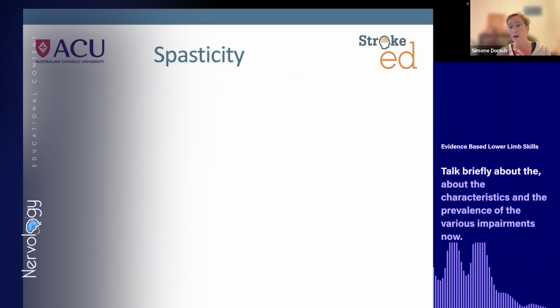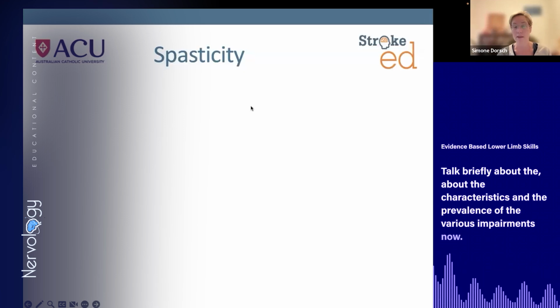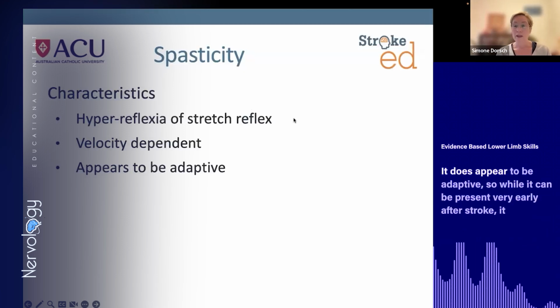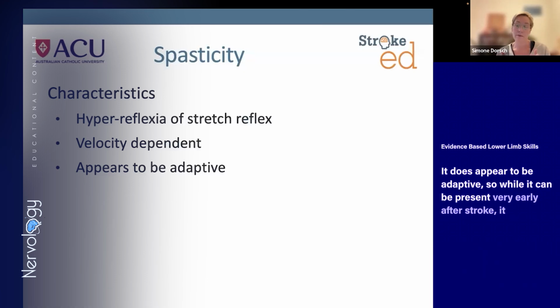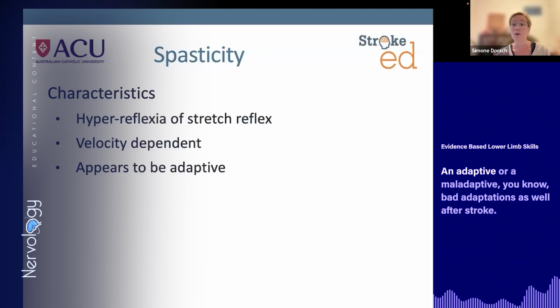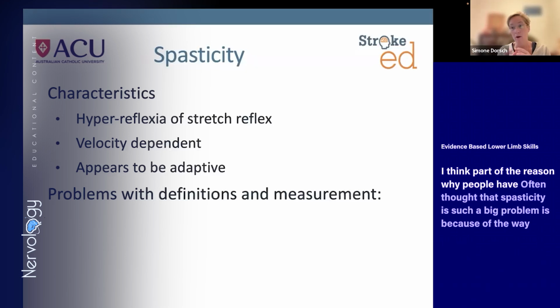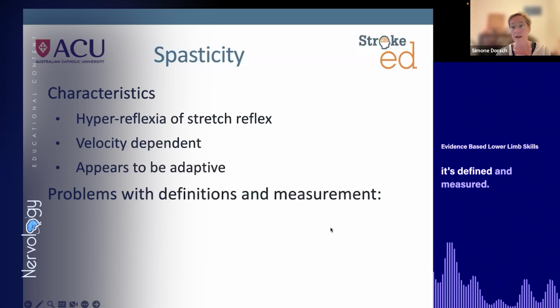Let's talk briefly about the characteristics and the prevalence of the various impairments now. So I think we all know what spasticity is. It does appear to be adaptive, so while it can be present very early after stroke, it can become much worse in people that have not had as much rehabilitation. So it does appear to be a maladaptive, a bad adaptation as well after stroke. I think part of the reason why people have often thought that spasticity is such a big problem is because of the way it's defined and measured.